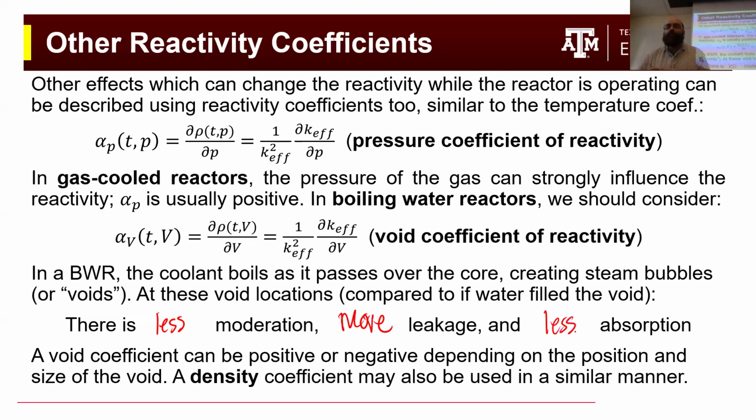So as a result of that, that's going to affect what's happening with our neutrons in terms of how likely they are to become moderated. And if neutrons don't become moderated and don't reach thermal energies, then it's less likely that they get absorbed into fuel and cause a new fission. So we care a lot about the void coefficient in boiling water reactors for that reason.